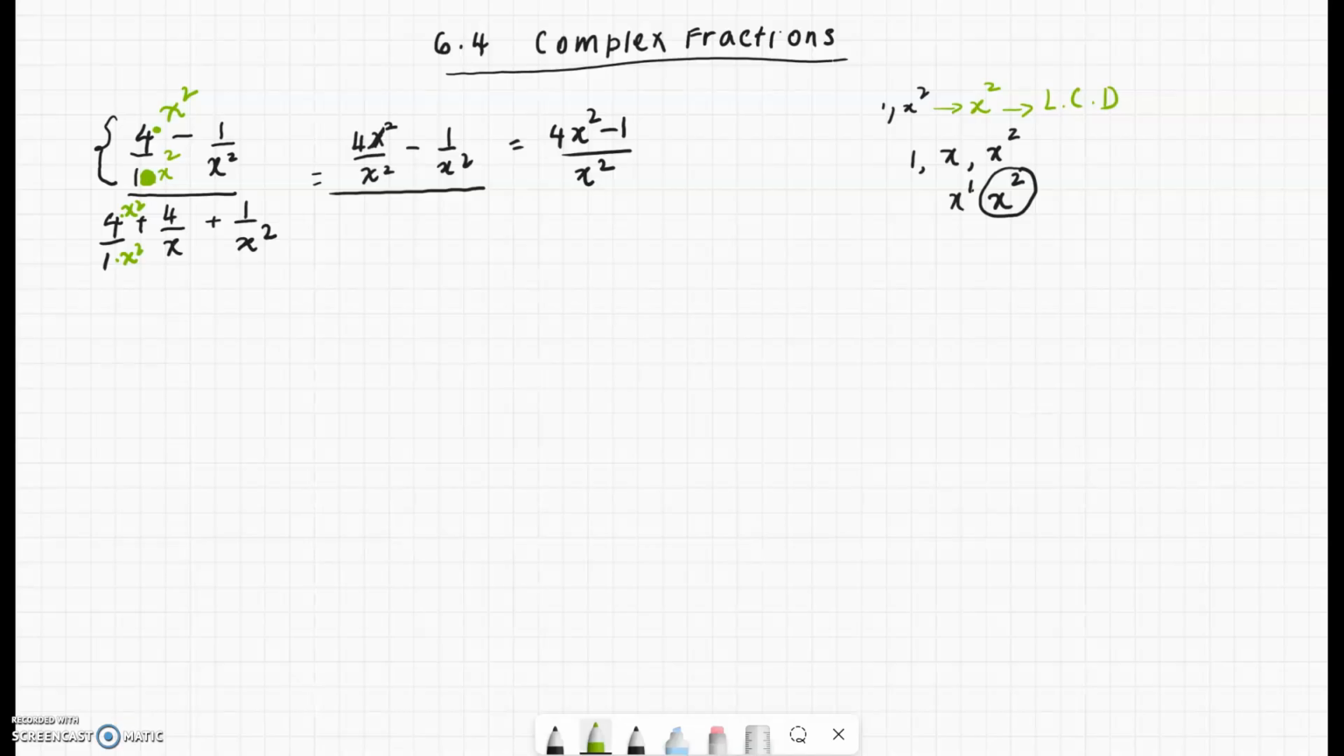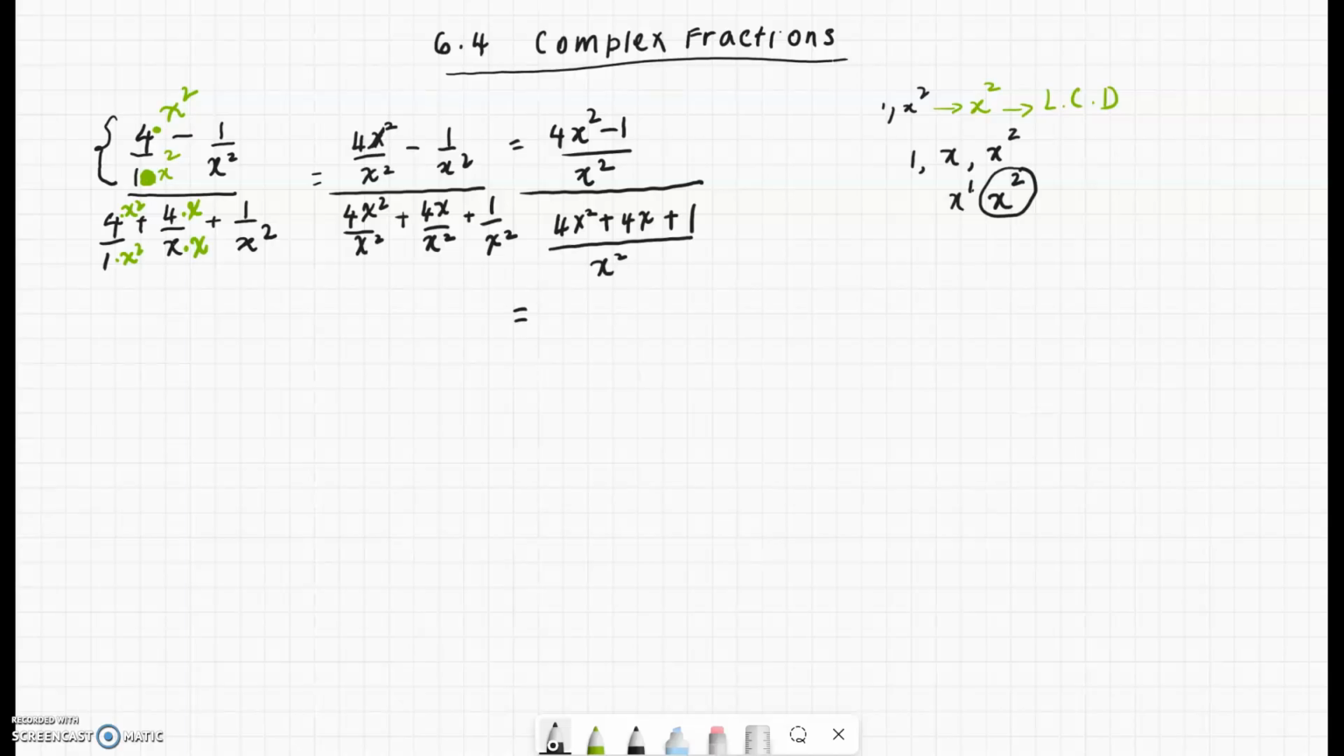Now we have 4 over x, but we want to make it an x squared, so we multiply with an x in the denominator, multiply with an x in the numerator. So we have 4x squared over x squared plus 4x over x squared plus 1 over x squared. So that is a common denominator of x squared, 4x squared plus 4x plus 1.